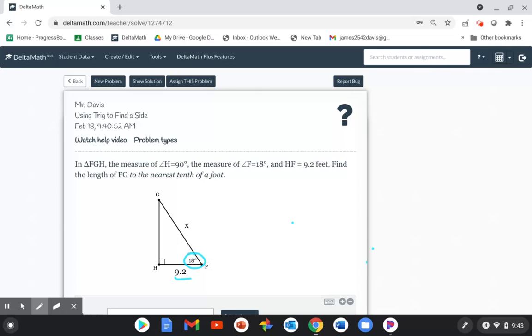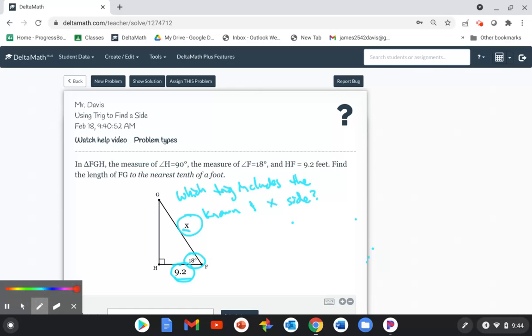So the concept here is, in order to find this unknown side, which happens to be the hypotenuse here, we need to figure out which trig ratio includes both this side that we know and the side that we don't know, the x side. So I'm going to go ahead and write out our way of memorizing these, which is SOHCAHTOA. And then we can figure out which one we want to use.